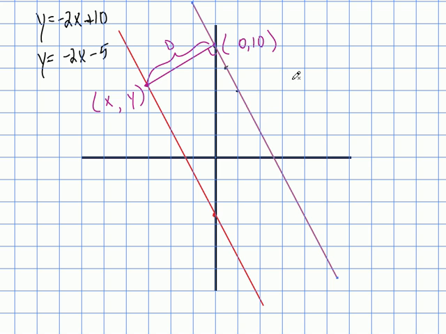What was the equation of this line right here? y equals negative 2x plus 10, right? Well, what did that tell me about this line? It tells me the slope. So the slope of this line right here is negative 2. So what does that tell me about this purple line? So what's the slope of the purple line then? Positive 1/2. That's right.